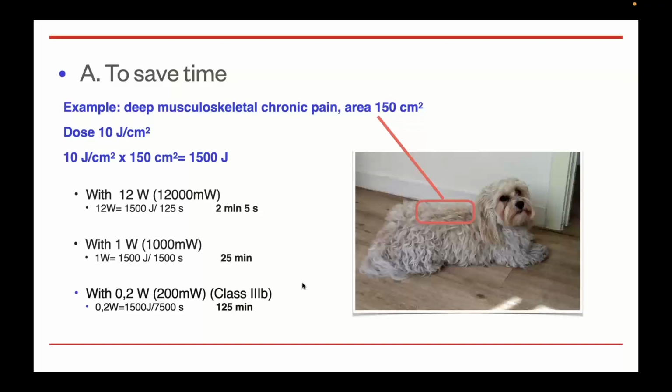And if we only had 0.2 watts or 200 milliwatts, so a class 3B laser, we would need more than 2 hours. So with lower power lasers, usually the treatment technique is only at certain points and not in a uniform scanning way.